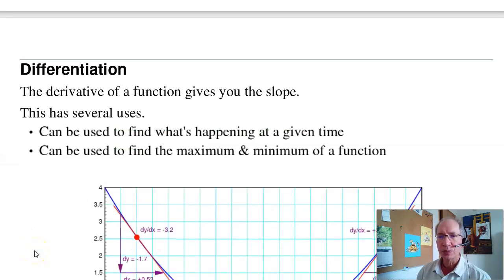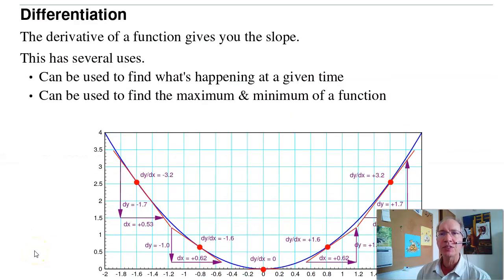So what is differentiation? Differentiation is finding the derivative of a function. That's the slope. That has a couple of uses. With the slope, you can find out what's happening at any given time. You can use it to find the maximum and minimum of a function.